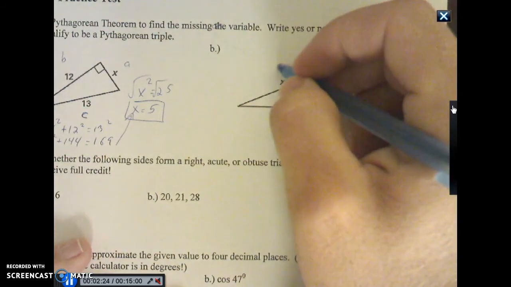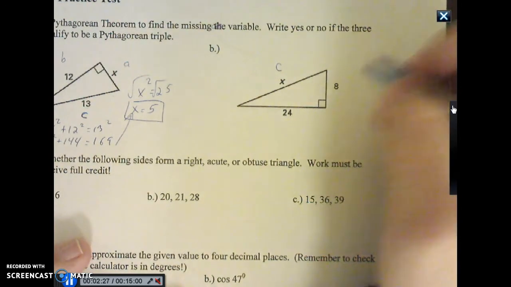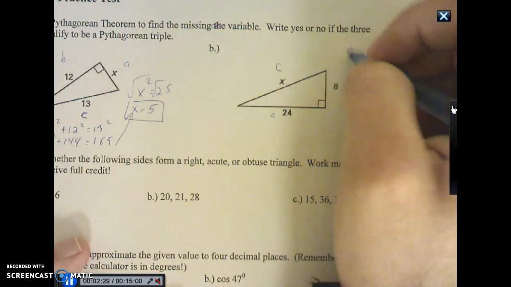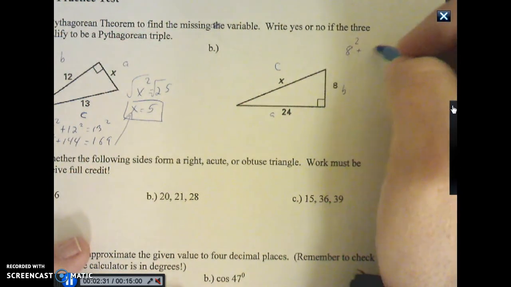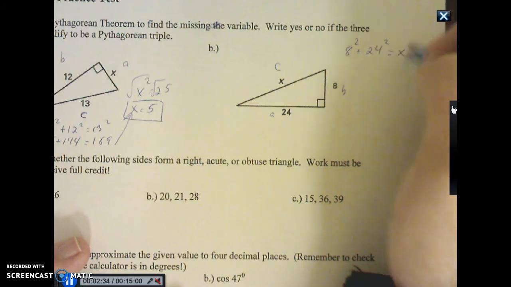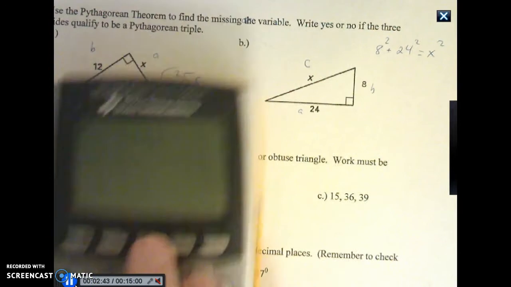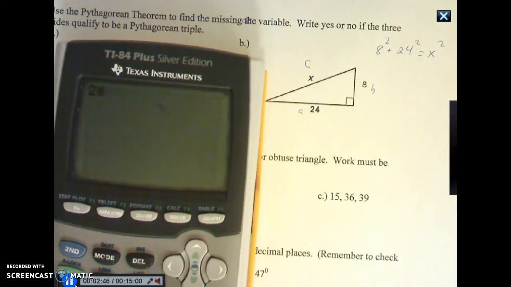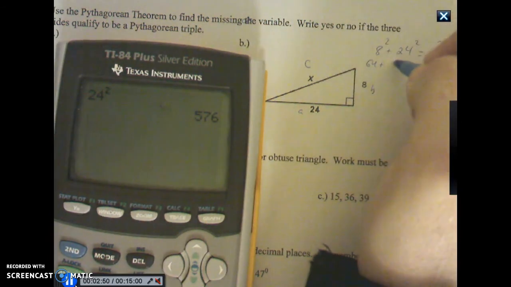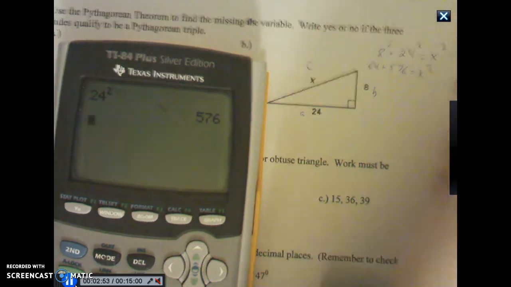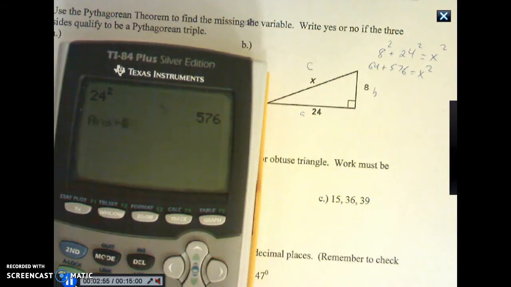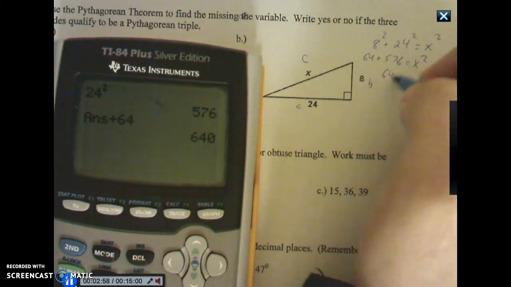Alright, over here, in this case x is my c. These are my interchangeable a and b. I can do 8 squared plus 24 squared equals x squared. And then, so we are going to do 24 squared, 576. 64 plus 576 equals x squared. 576 plus 64 is 640.